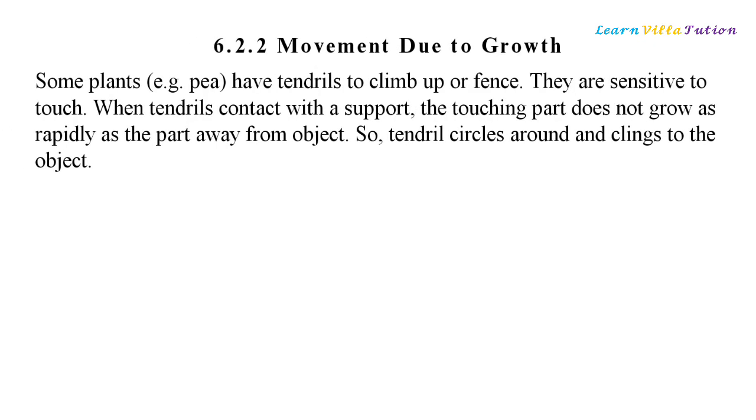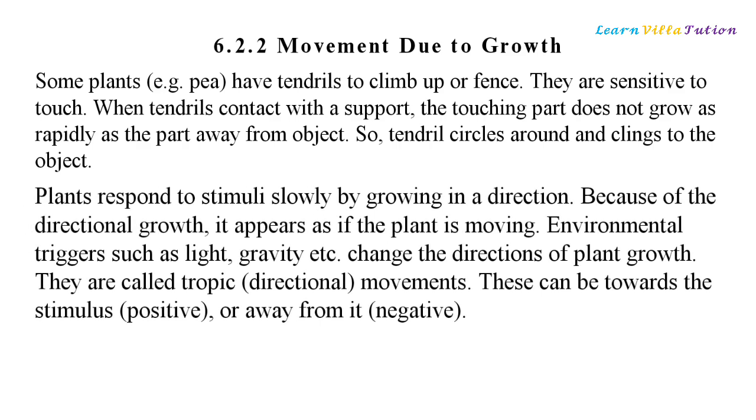Movement due to growth. Some plants, for example pea, have tendrils to climb up a fence. They are sensitive to touch. When a tendril contacts a support, the touching part does not grow as rapidly as the part away from the object. So the tendril circles around and clings to the object. Plants respond to stimuli slowly by growing in a direction.